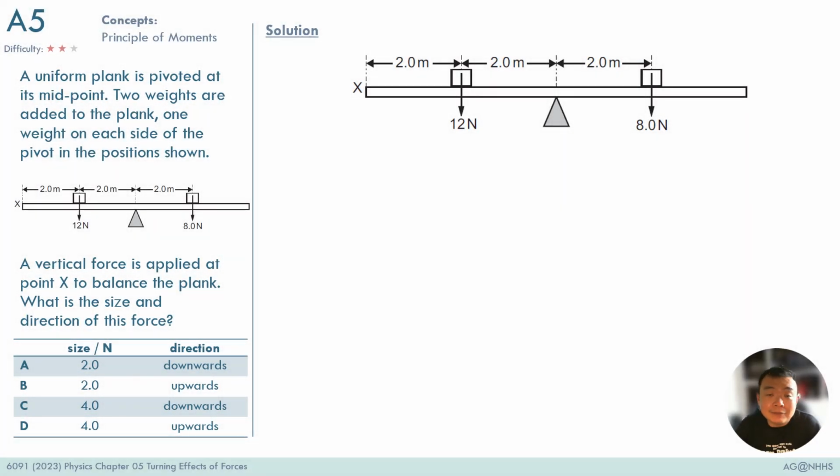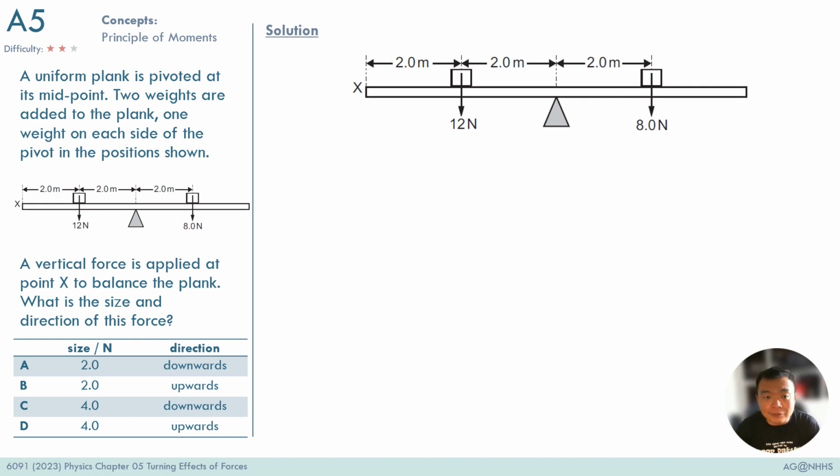This is a variant of a question on principle of moments, and you are asked to determine the size and the direction of a force that you need to exert on X to balance the plank. So the strategy to use for this question is we will first find out what is the total clockwise moment. We will then also find out what is the total anti-clockwise moment, and we see which one is bigger, and therefore what is the balance moment needed to balance the whole beam at equilibrium to prevent it from rotating.